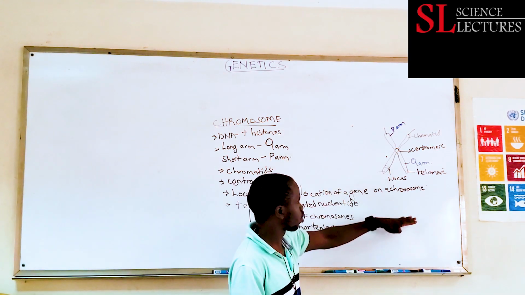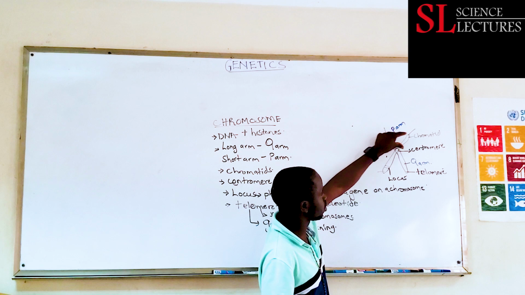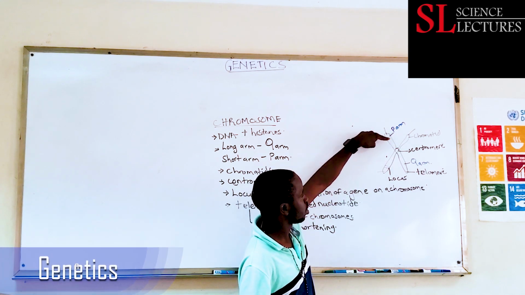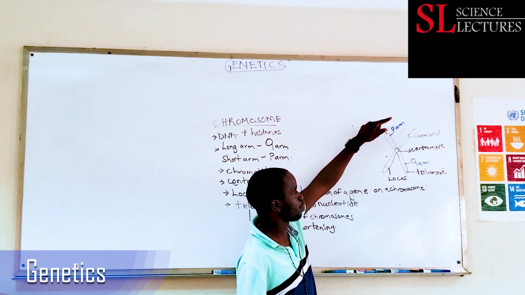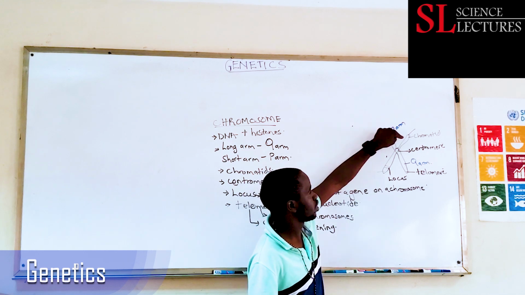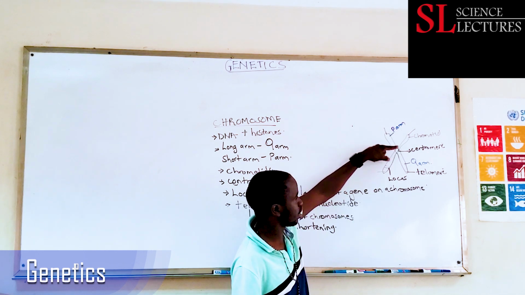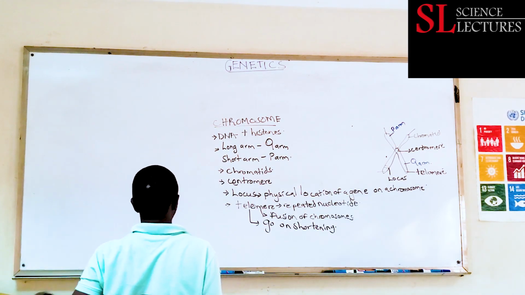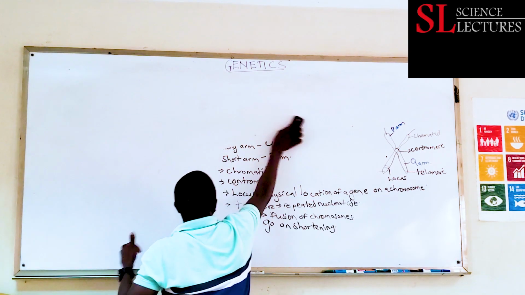So this is my chromosome. I repeat, it is made up of two sister chromatids joined together at the centromere, which has a long arm called the Q arm and a short one called the P arm, and it has repeated nucleotide sequences at its end called the telomeres. That is a chromosome.